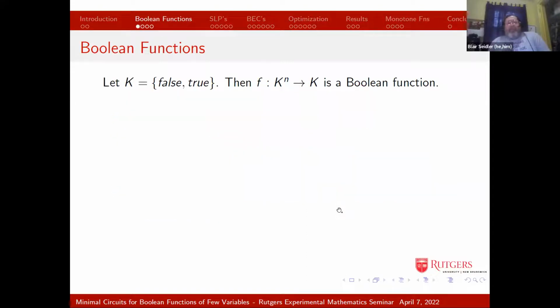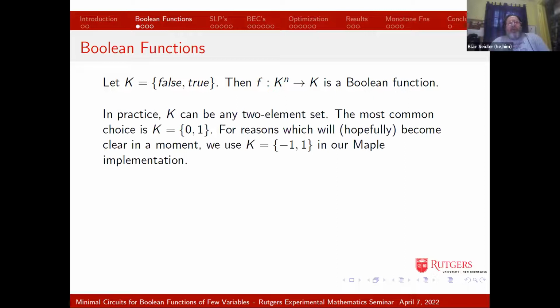I think everybody in this audience is pretty comfortable with the definition of a Boolean function. We have some 2-element set, and if we look at functions that map vectors in that set in some number of dimensions to the set, it's a Boolean function. In practice, we can use any 2-element set. Almost everybody uses 0, 1 for reasons that I'm going to touch on soon. I use -1 and 1 for false and true, respectively.